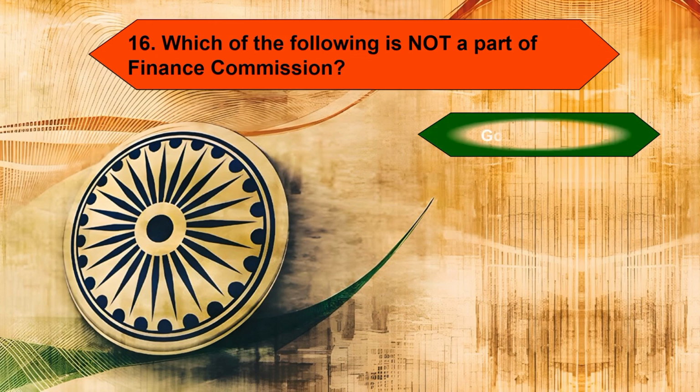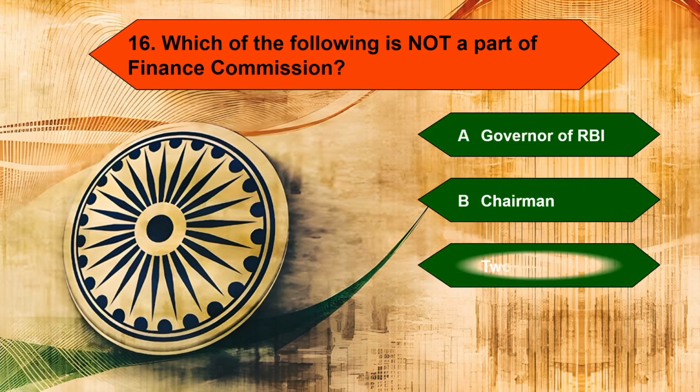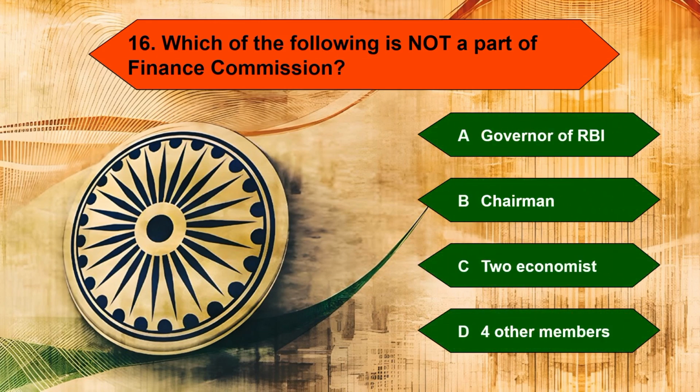16th. Which of the following is not a part of Finance Commission? A. Governor of RBI. B. Chairman. C. 2 economists. D. 4 other members. A. Governor of RBI.